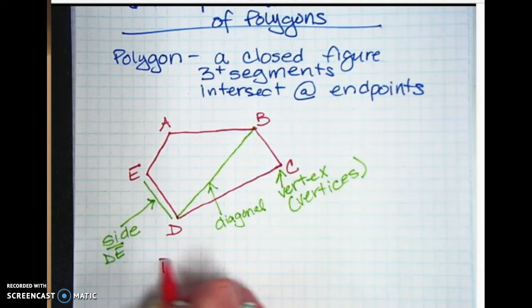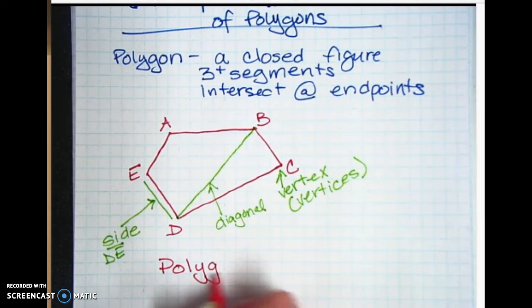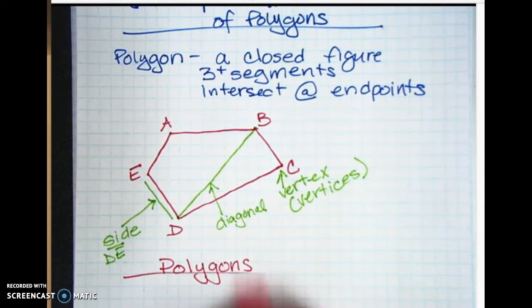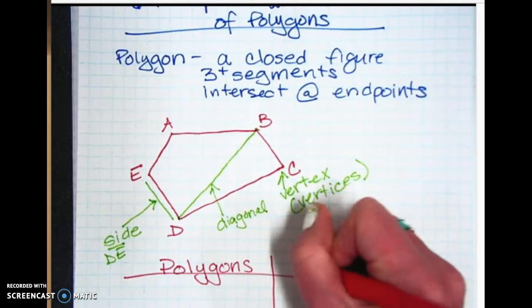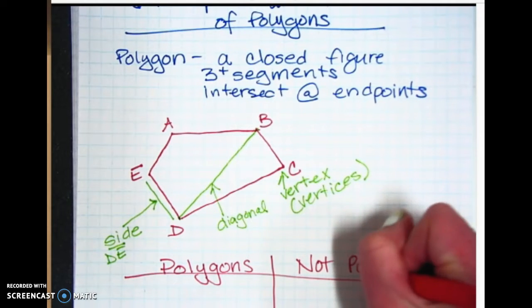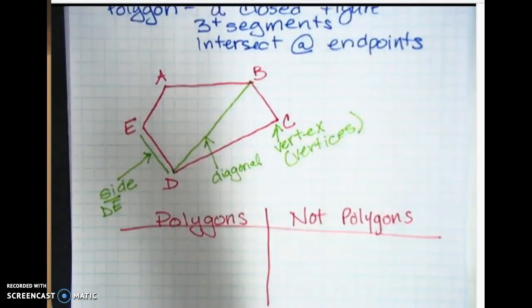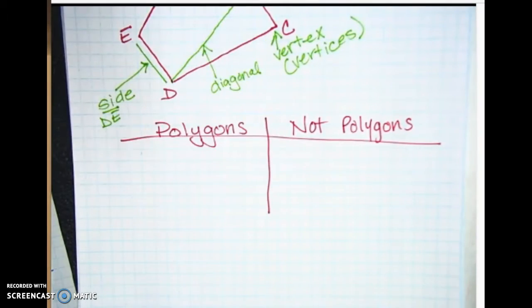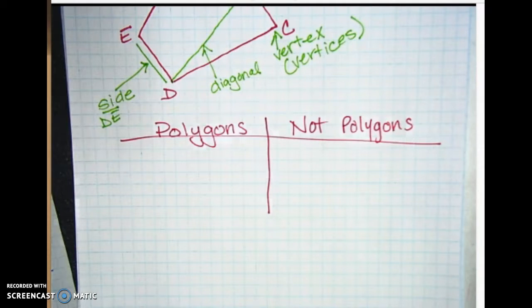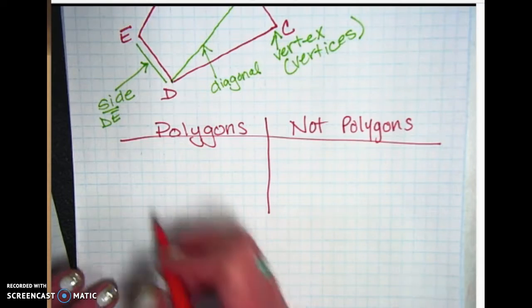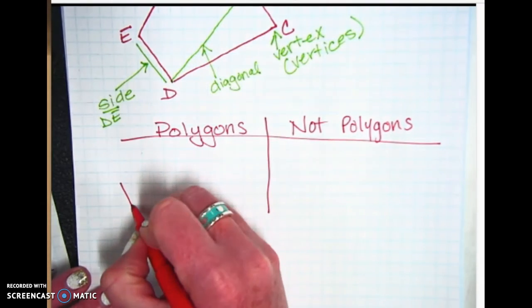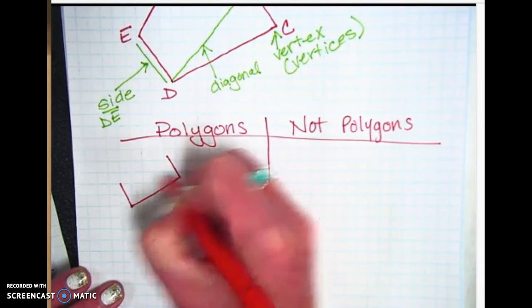All right, so we're going to draw what are definitely polygons and what are not polygons, okay? You're going to see on your assignment a couple pictures and they're going to say, is this a polygon or is this not a polygon? And you're going to need to say, yes, it is, or no, it's not. And they might even say, why? Why is it or why is it not? Okay?